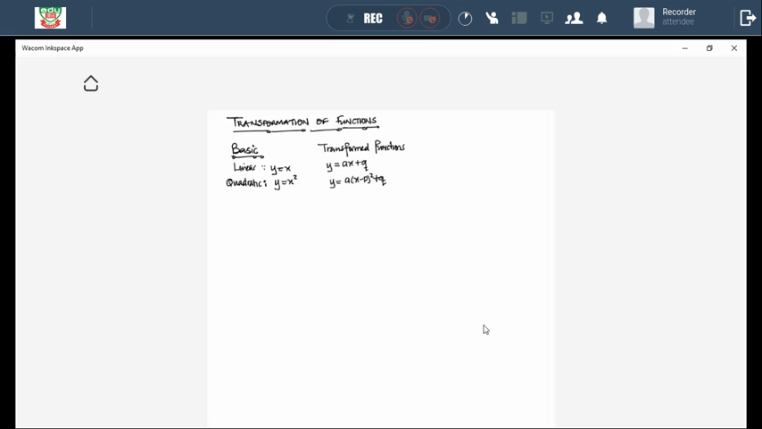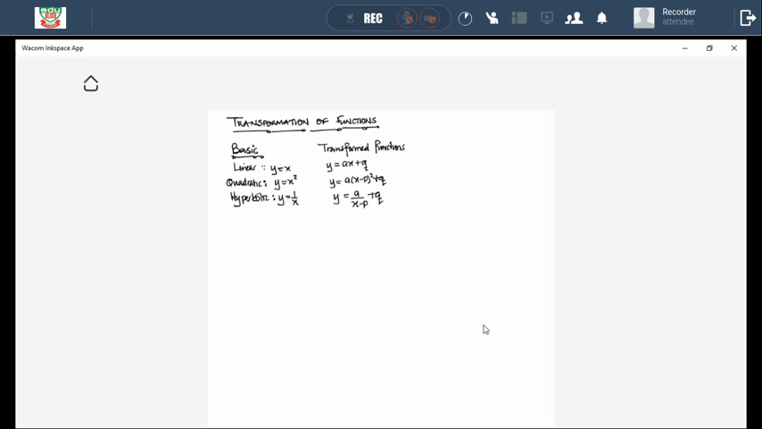So I'm just reviewing the next one, the hyperbolic function. A hyperbolic function in its basic form will be something like that. But when transformed, this can be presented in the form a over (x minus p) plus q. That's a hyperbolic function for you.